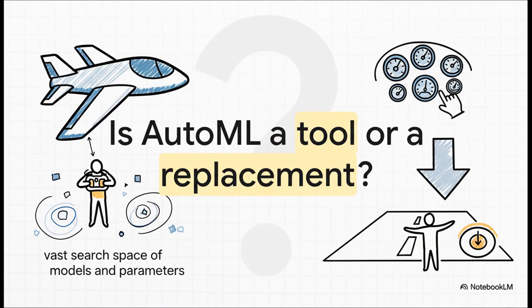So, to answer that final question, is AutoML a tool or a replacement? The best way to think about it is like this. AutoML is an incredibly powerful co-pilot. It can navigate that vast, complicated space of models and parameters way faster than any human ever could. But you still need a human pilot in the captain's chair to set the destination, to check the instruments, and ultimately to make that final, critical decision on whether to land.